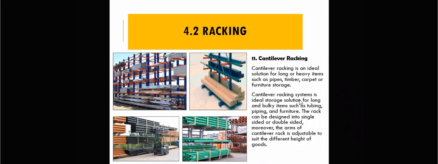Okay, cantilever racking system is ideal storage solution for long and bulky items such as tubing, piping and furniture. Okay, dia cantilever racking system ni adalah penyelesaian penyimpanan yang ideal, yang sangat baik, yang sangat sesuai untuk barang-barang yang panjang dan barang-barang besar. Tube, piping, furniture, okay, perabot. The rack can be designed into single-sided or double-sided. Moreover, the arms of cantilever rack is adjustable to suit the different height of goods.